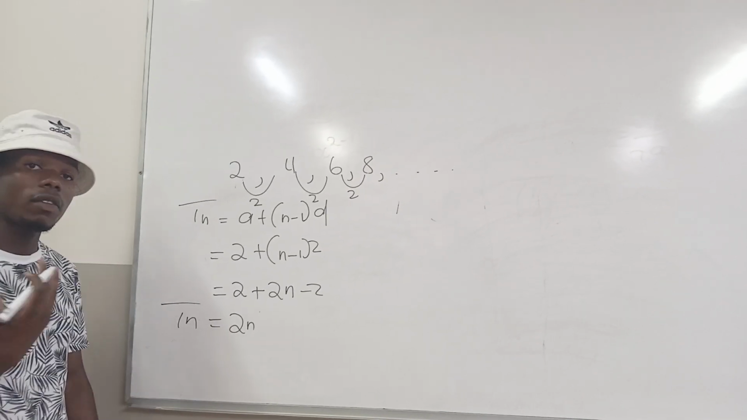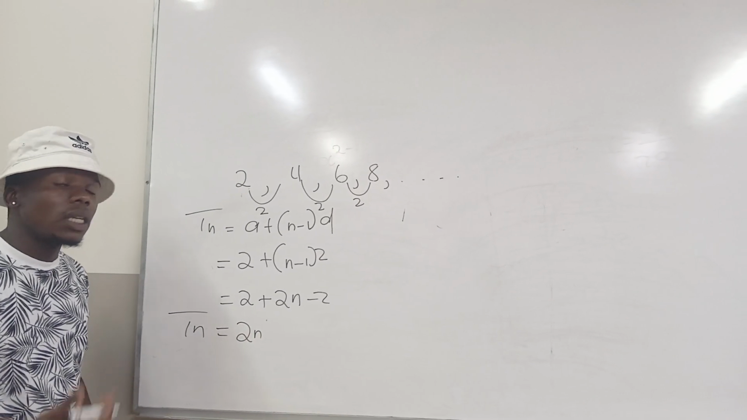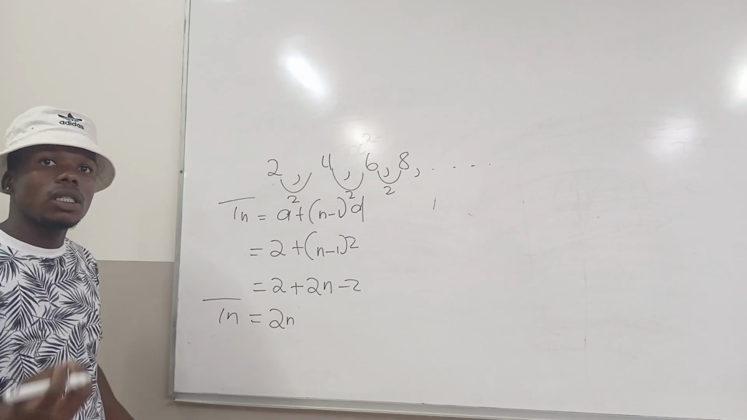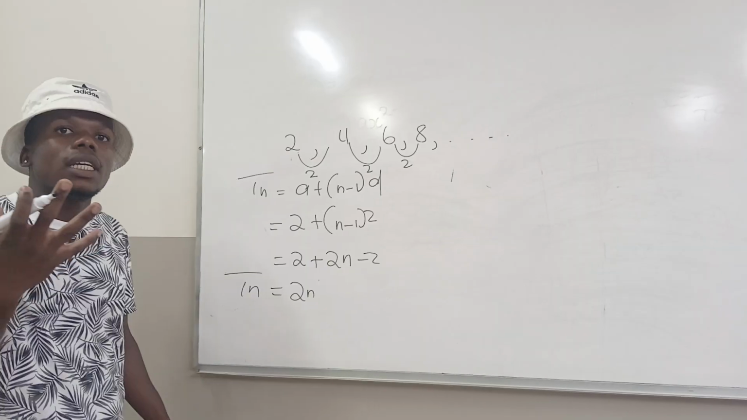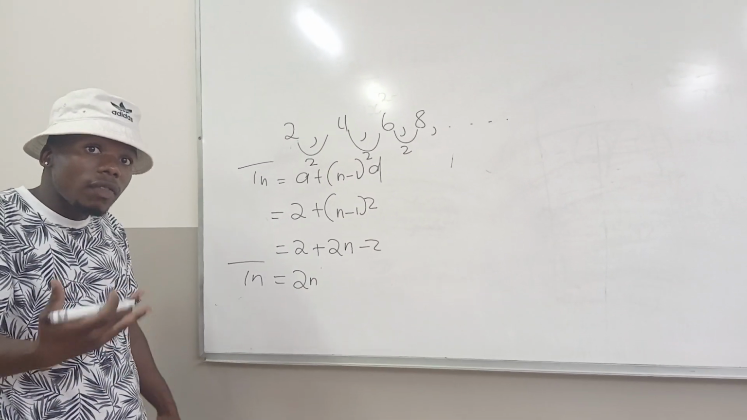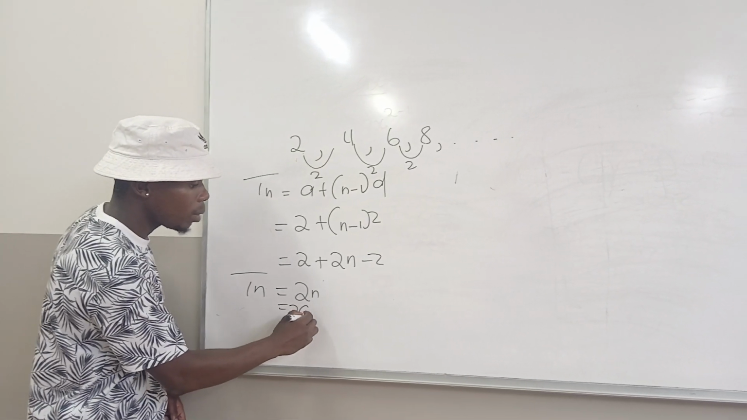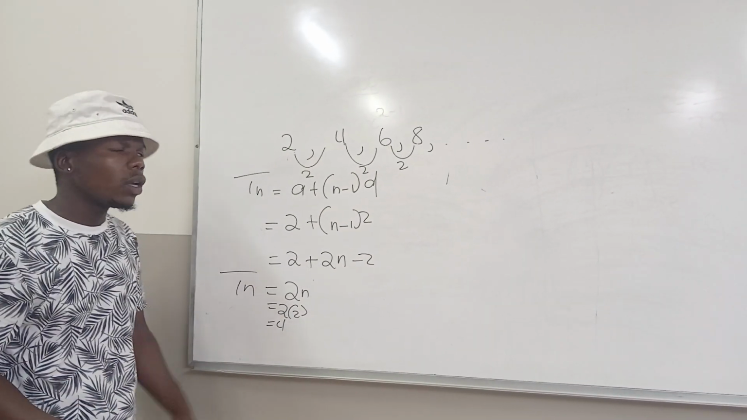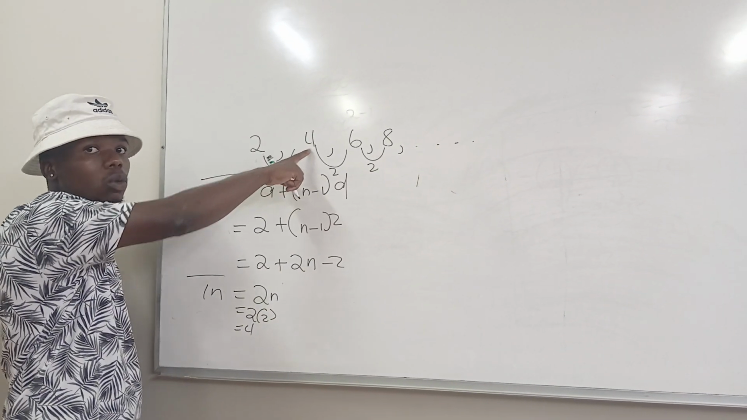It means your Tn, my friend, is equal to 2n. What is n? Some of you can say n is the position of a term. If I want to find the value in position number 2, where I see n, I must substitute 2. It will be 2 multiplied by 2, which equals 4. If we go back to our sequence, we see that in position number 2, I have 4.